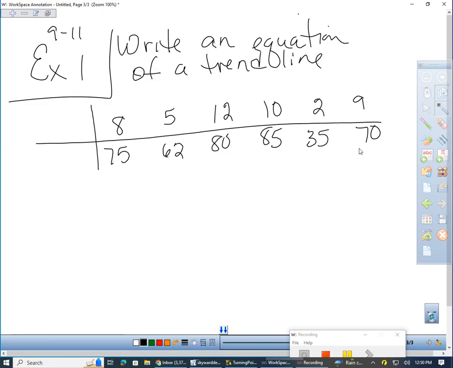All right, now in L1 we can put our top line again. Put all our X values in list 1. So that's 8, 5, 12, 10, 2, and 9. Go over to L2.